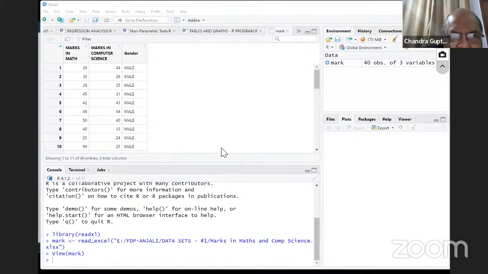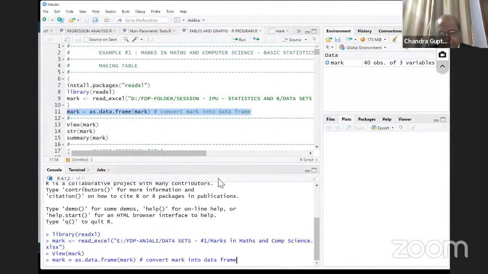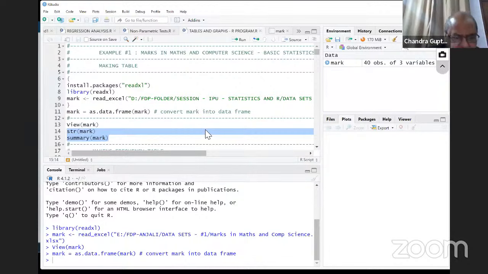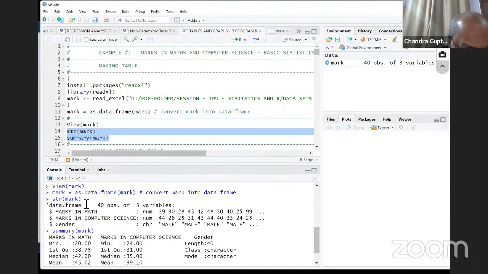Okay. Right. Then I take this command. This is the command that will convert my marks to a data frame. So I copy it here. And if you see the structure of marks and summary, so this is the structure.